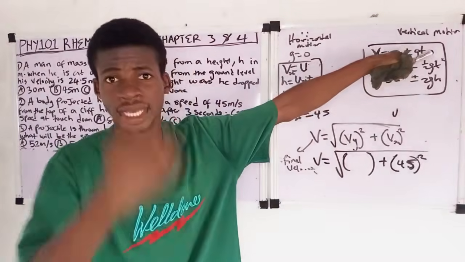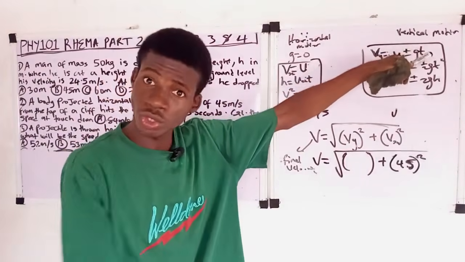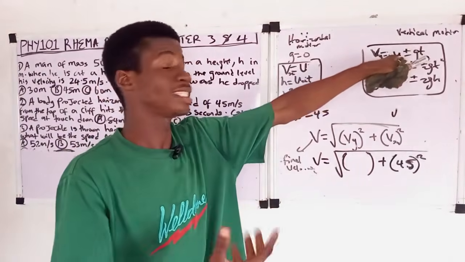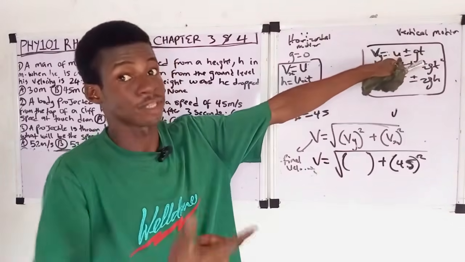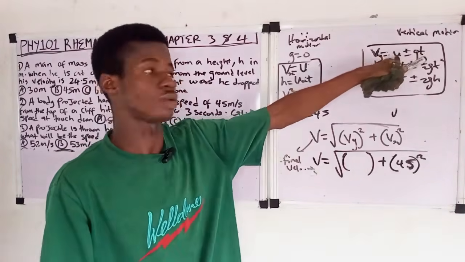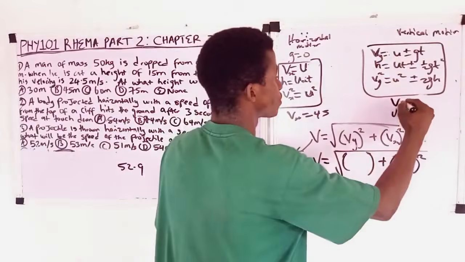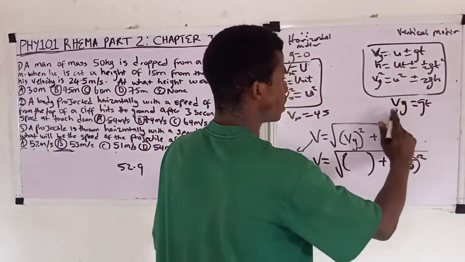The initial velocity, because normally it was thrown horizontally initially, the initial vertical velocity is 0. Therefore, Vy will be equal to what? gt. Okay, so let's continue.